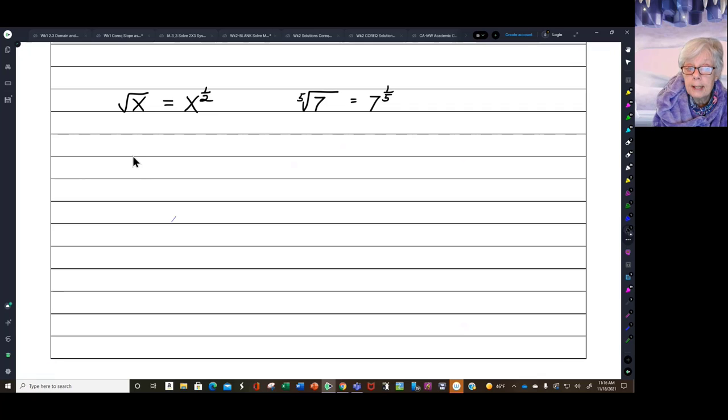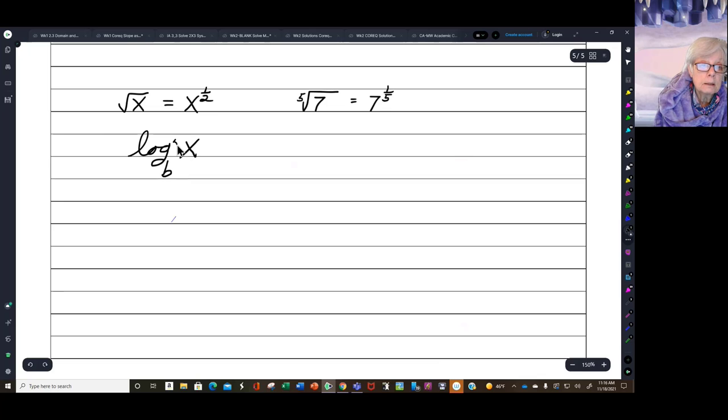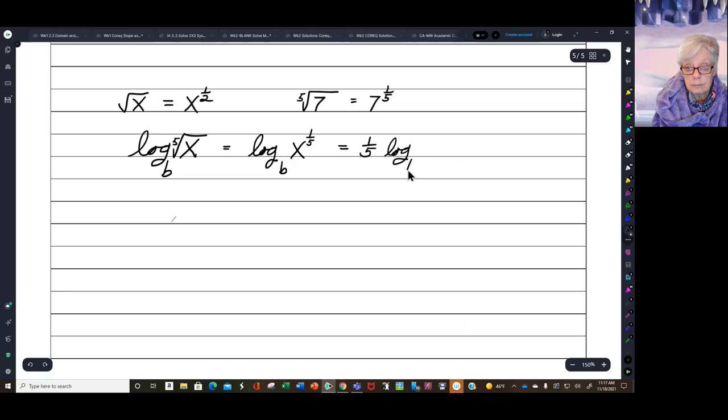So that when you have something like log base b, base anything, of the fifth root of x, this is how you're going to handle it. First, you write it like this. Then you use the power rule. Okay, don't forget your rational powers.